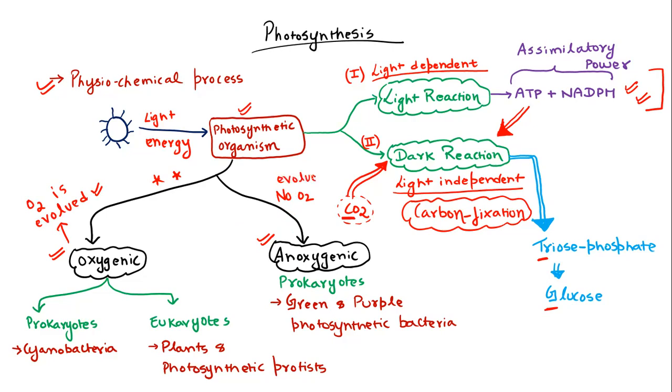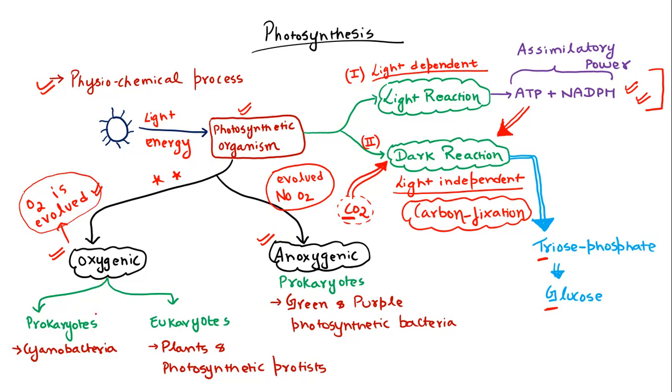So do not think that if O2 is not evolved, no other gas will be evolved. Gases other than oxygen are actually evolved in that case. Like sulfur may be evolved in case of the sulfur bacteria, right? So if O2 is evolved, then it is called oxygenic photosynthesis or the oxygenic photosynthetic organism. And if no O2 is evolved, it is called the anoxygenic one.